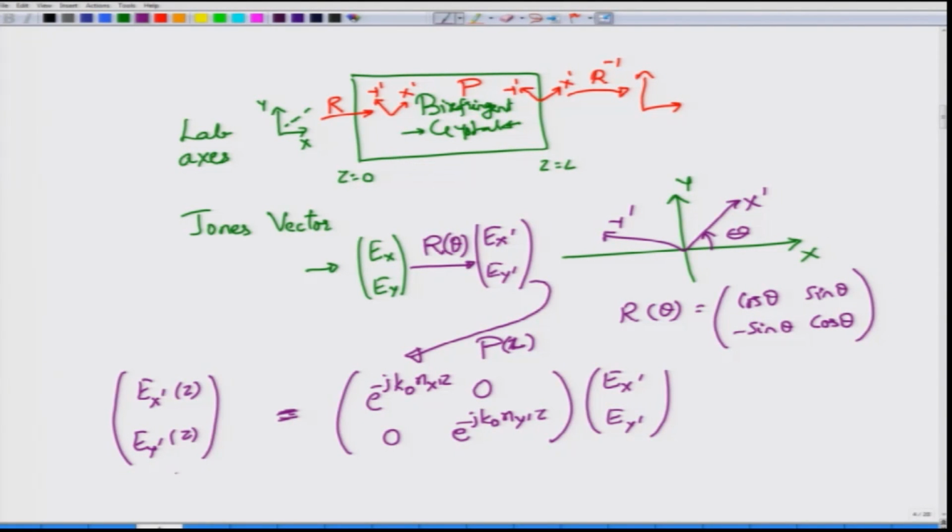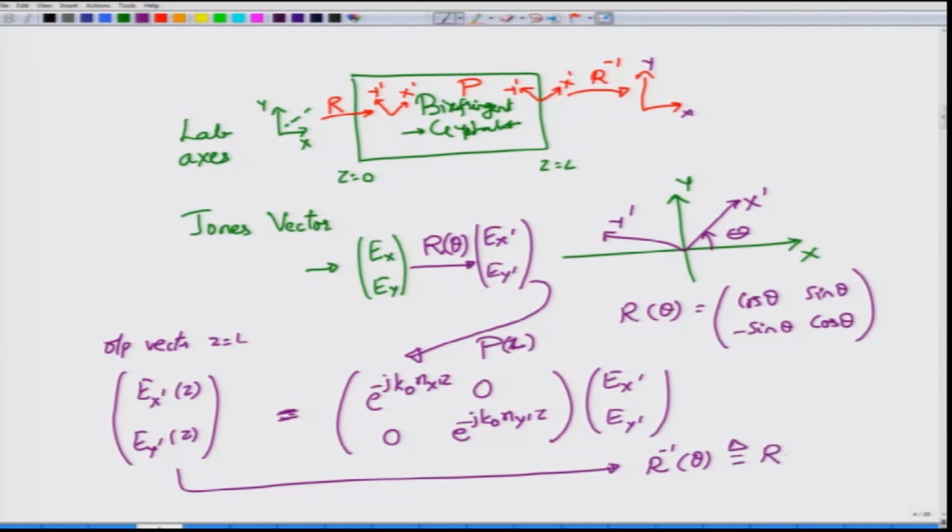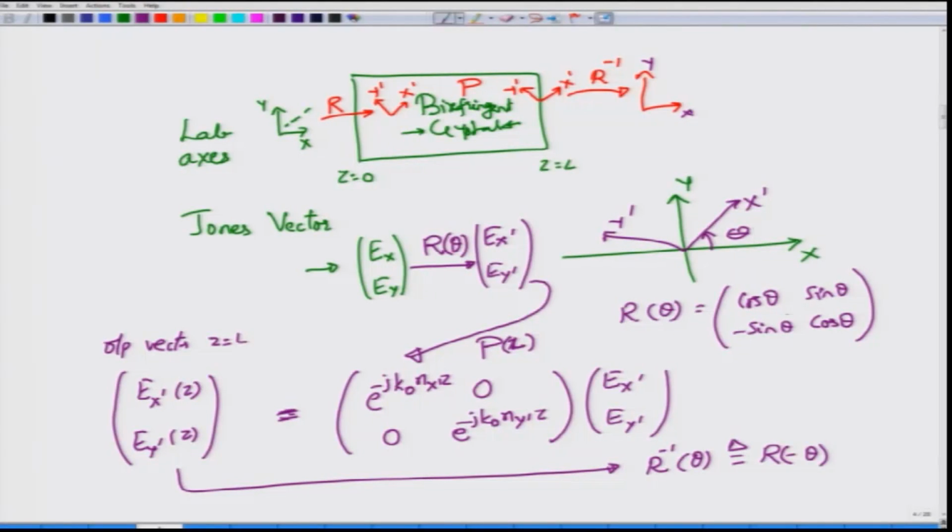Now, what is the final step? Well, you have to take this output Ex prime z, Ey prime z, because this is the output Jones vector when z is equal to L, and then multiply by the inverse matrix to go from x prime y prime axis back to x and y axis. And this R inverse of theta, you can show this one as an exercise, can be obtained from the same R matrix by changing theta to minus theta. When you do that, the sign of the off diagonal elements will interchange, whereas the diagonal elements would essentially remain the same, because cos of minus theta is cos theta and sin of minus theta is minus sin theta.